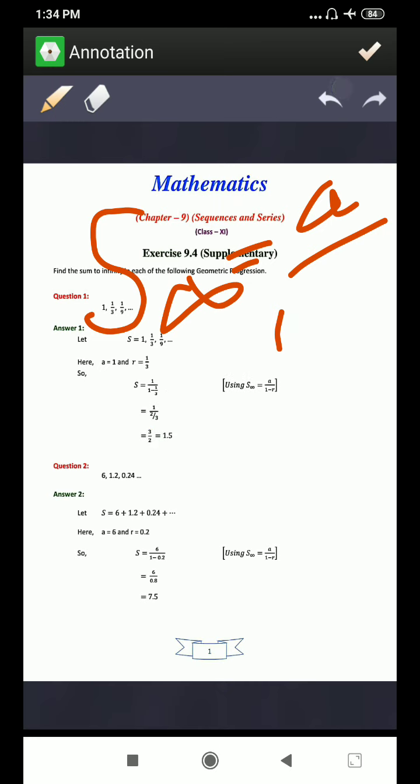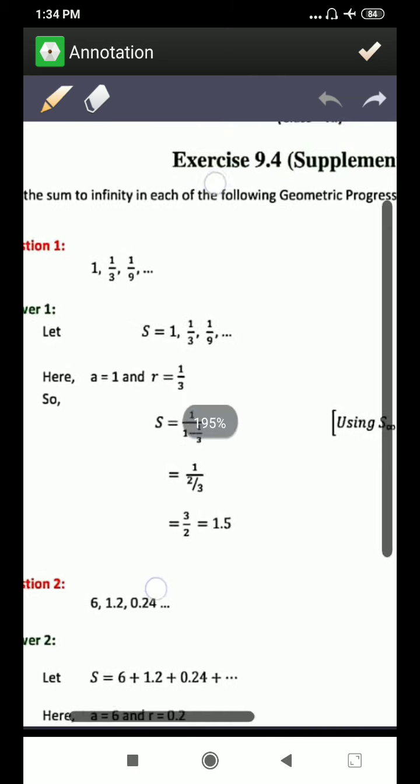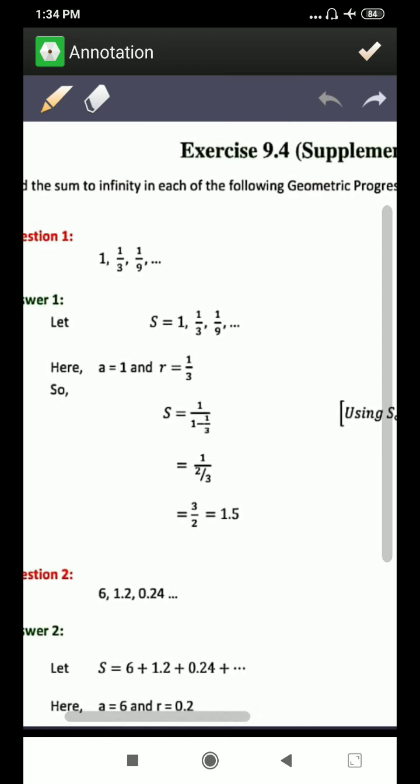This is exercise 9.4 supplementary. In the main book you have exercise 9.4, and it is given separately. The first question is 1, 1 by 3, 1 by 9. In this you will identify A. A is 1, and the common ratio you can get by dividing the second term by the first term, or the third term by the second term.